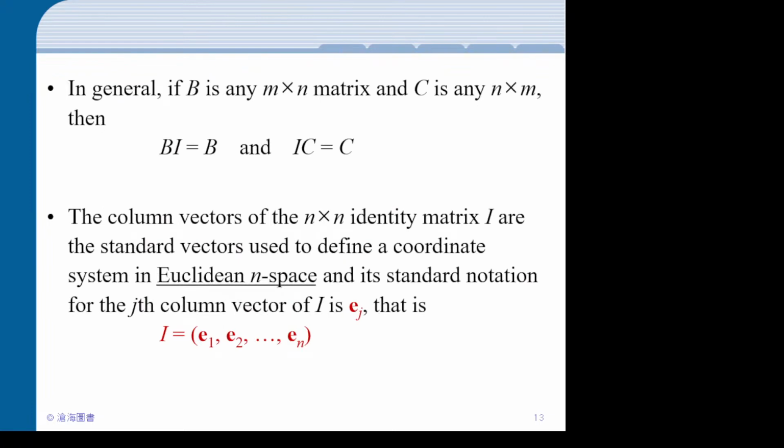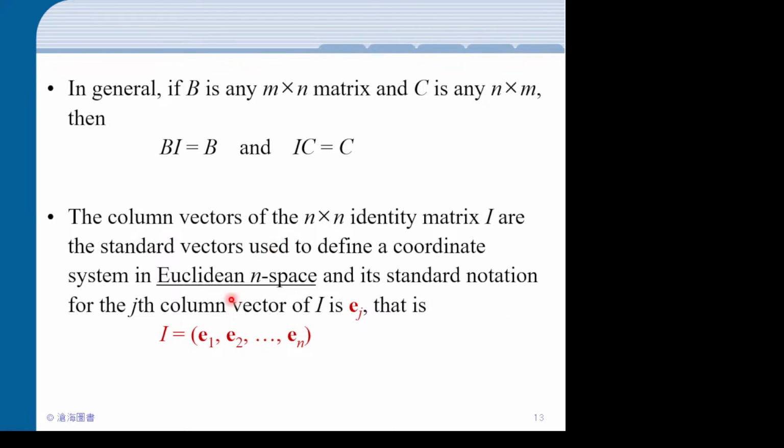As we say, we can have any dimension B and C, and then you have this left identity and right identity, and we're writing in a funny way. Anyway, so here we have n by n, n by n.